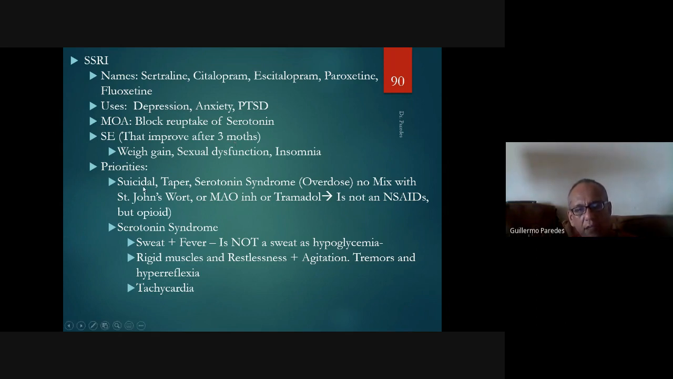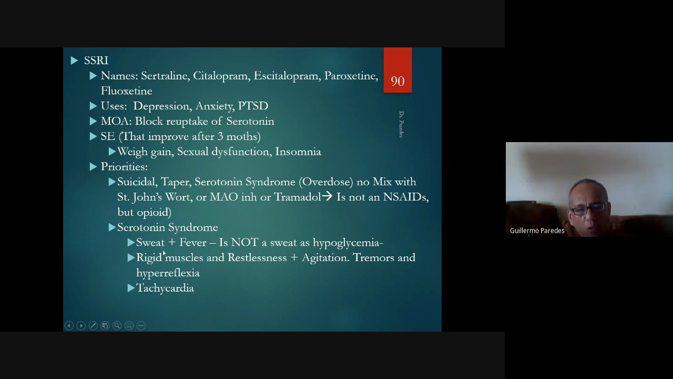Priorities: suicidal ideas. If you are going to stop, never abruptly. Serotonin syndrome, overdose. Don't mix with St. John's wort, okay? SSRI is antidepressive, so what it's doing is increasing the serotonin, while St. John's wort calms you down. So you are doing the opposite with the St. John's wort. Don't change it or mix it with MAO inhibitors. No MAO inhibitors. Tramadol we will talk about in the next slide.